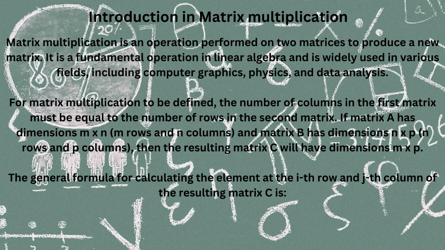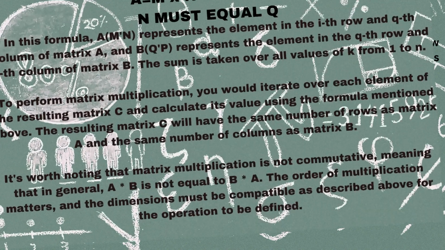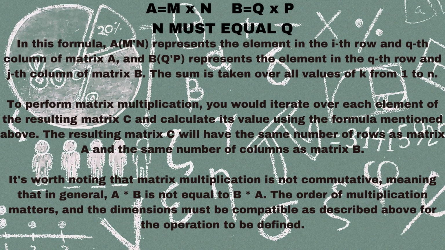If matrix A has dimensions m x n, m rows and n columns, and matrix B has dimensions n x p, n rows and p columns, then the resulting matrix C will have dimensions m x p. The general formula for calculating the element at the ith row and jth column of the resulting matrix C is C_ij = sum of A_iq times B_qj, where q runs over the shared dimension n.